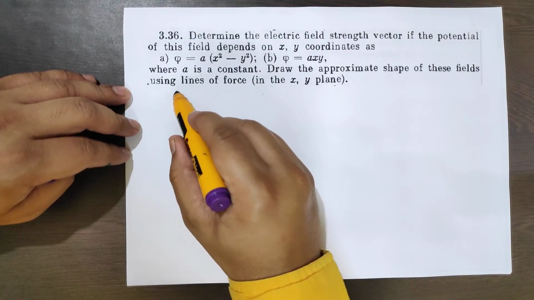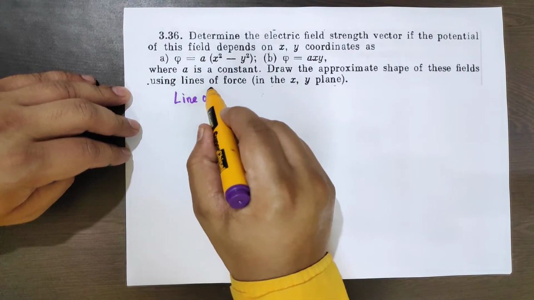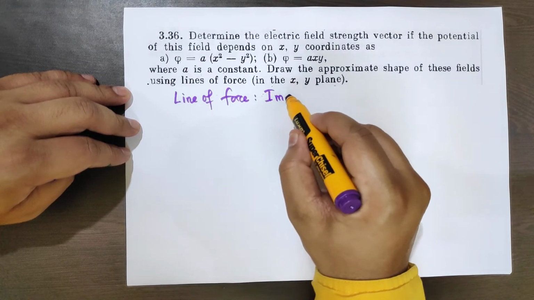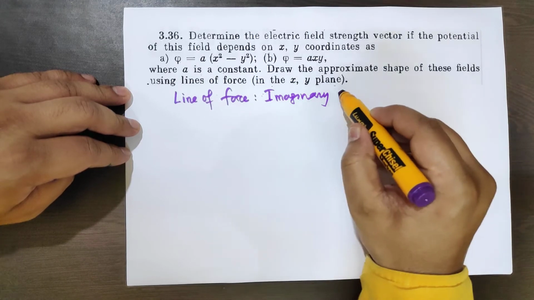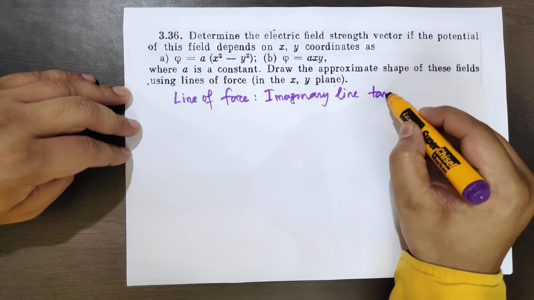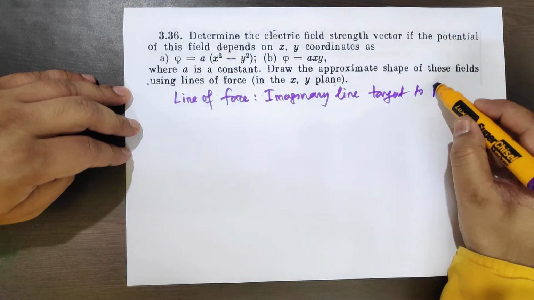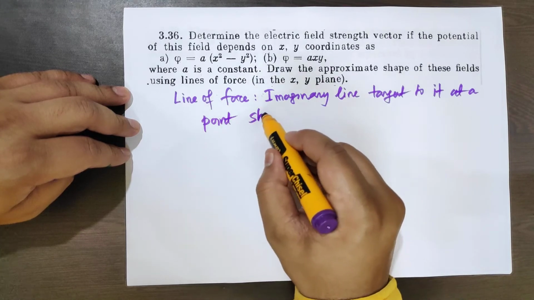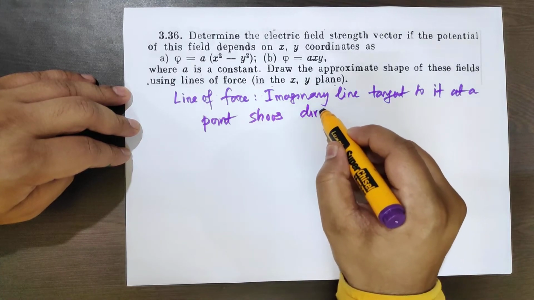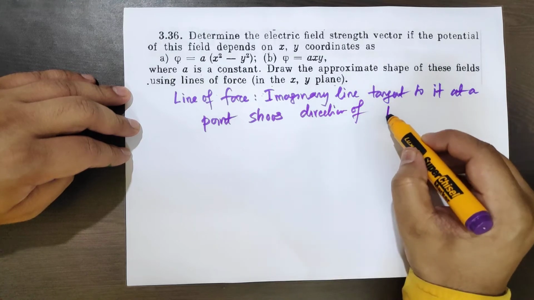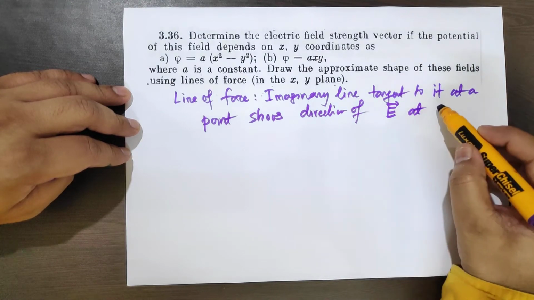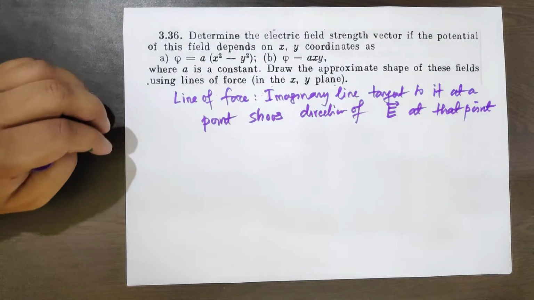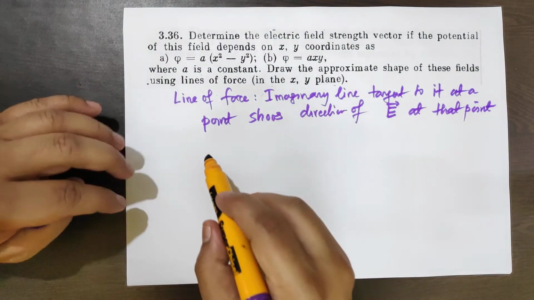So what is a line of force? A line of force is the imaginary line tangent to it at a point shows direction of E vector at that point, right? The electric field vector direction at that point.